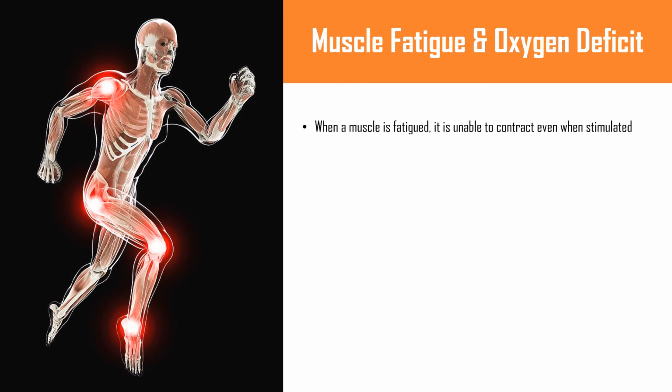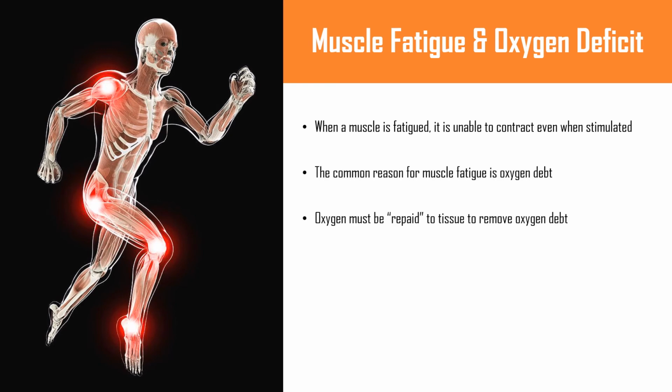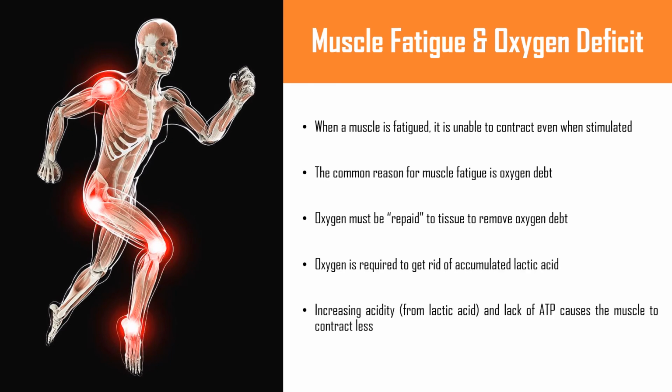Muscle fatigue or oxygen deficit. When a muscle is fatigued, it is unable to contract even when stimulated. The common reason for muscle fatigue is oxygen deficiency. Oxygen must be repaid to the tissue to remove the oxygen debt. Oxygen is required to get rid of accumulated lactic acid. Increasing acidity from lactic acid and lack of ATP cause the muscles to contract less, causing muscle fatigue.